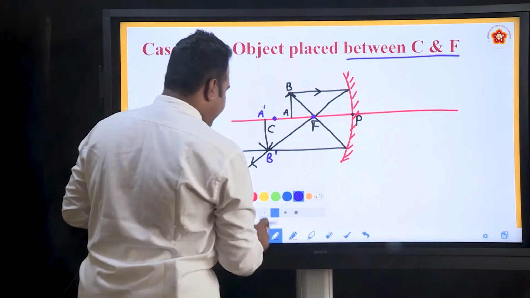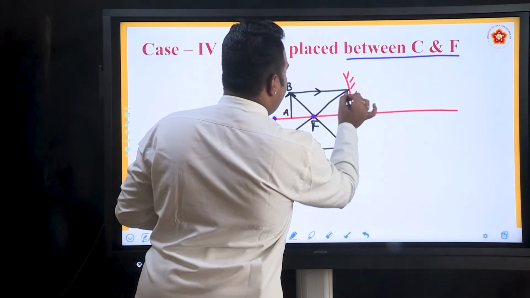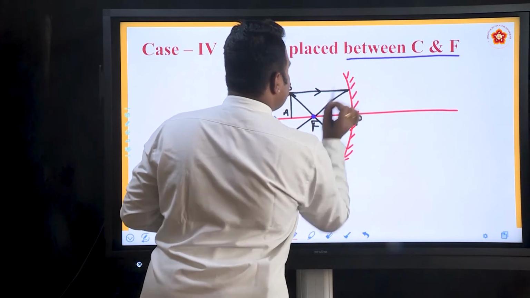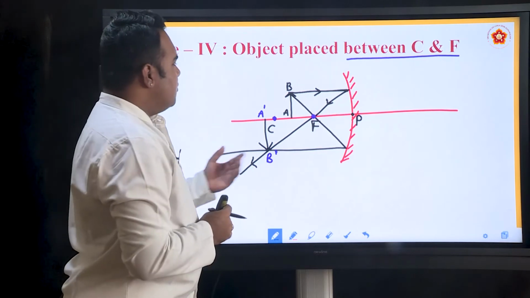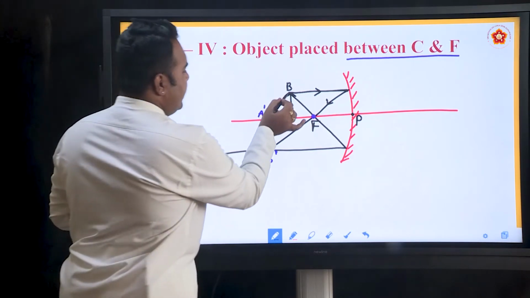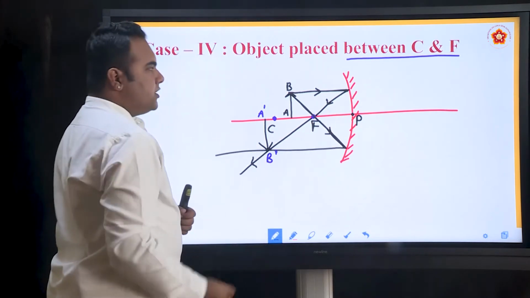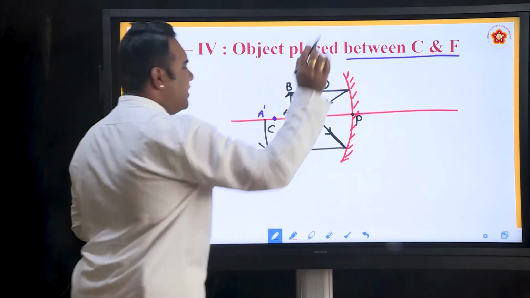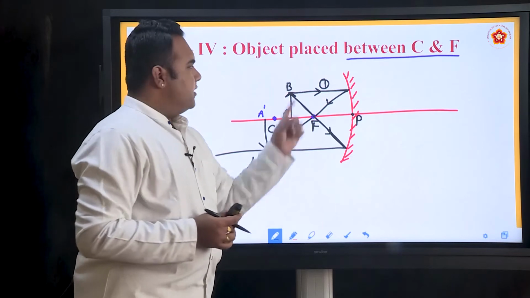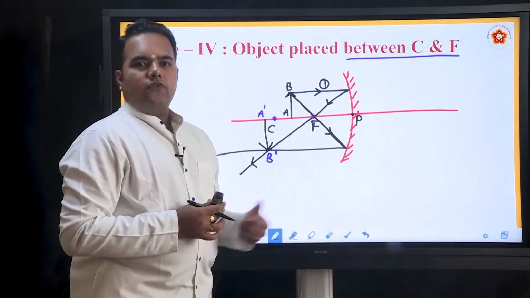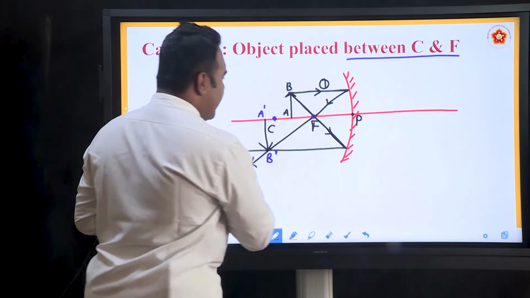So, one ray of light that is going parallel to the principal axis passes through the focus after the reflection. We have used rule 1 for image formation. This is my ray 1, out of the infinite rays that are emerging from the object. I have chosen this particular ray which is parallel and passes through the focus, and then another ray of light which is passing through the focus and emerging parallel.